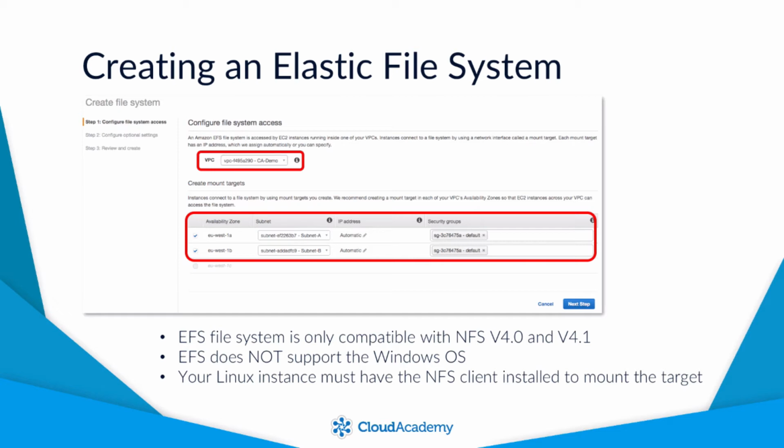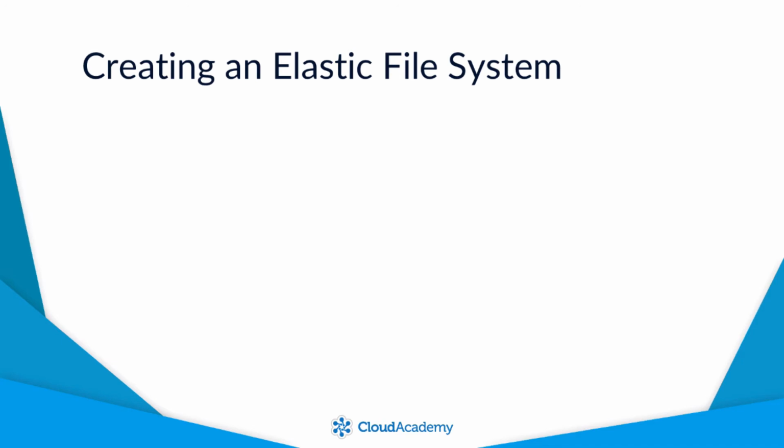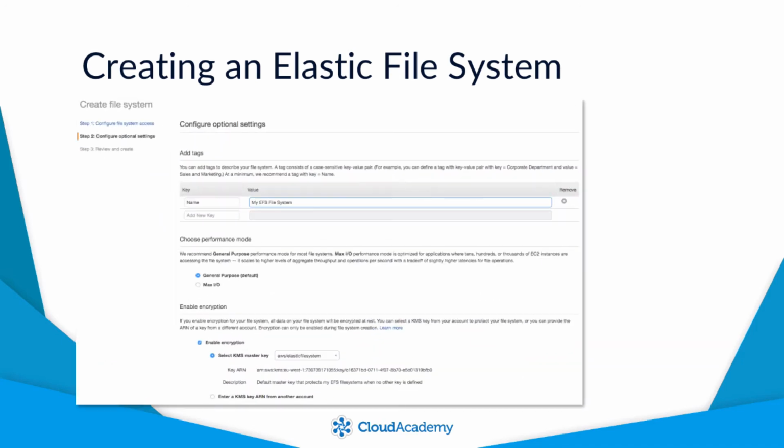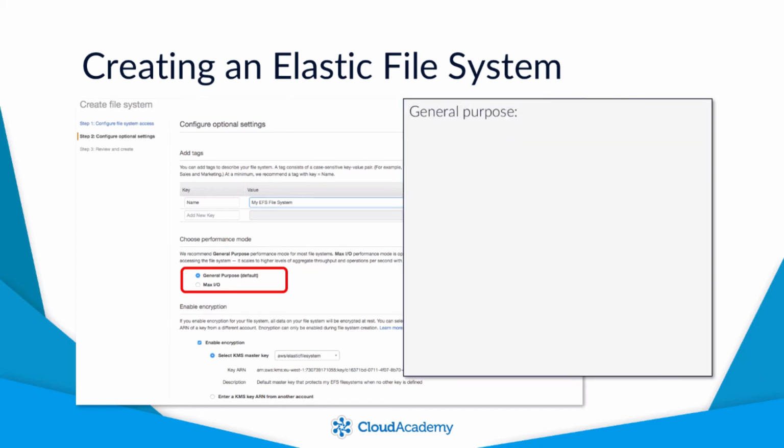For each mount point, you are able to select which subnet the mount point exists in, as well as defining your security group to control access from an instance level. The next step of creating your file system involves defining your tags, performance mode, and encryption settings. The two different performance modes of operation are general purpose and max IO. For most use cases and requirements, you will likely be using general purpose.